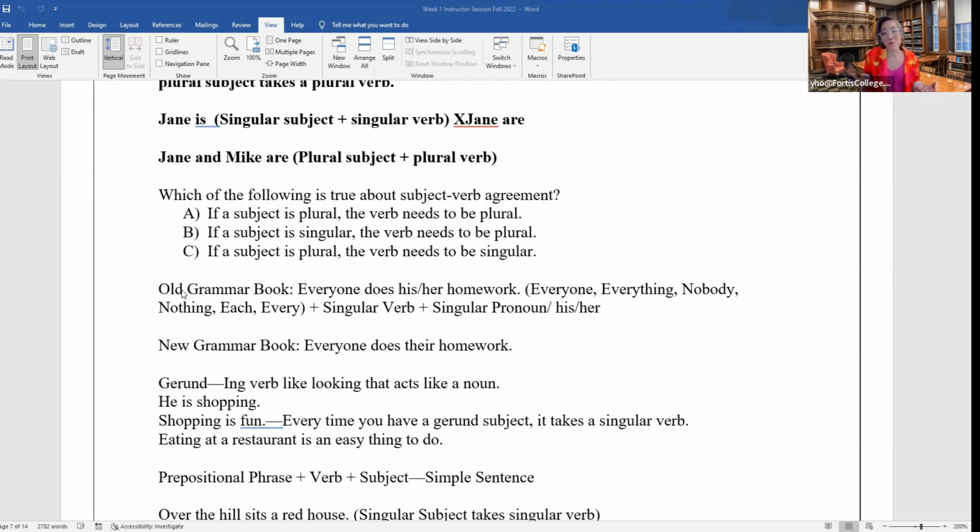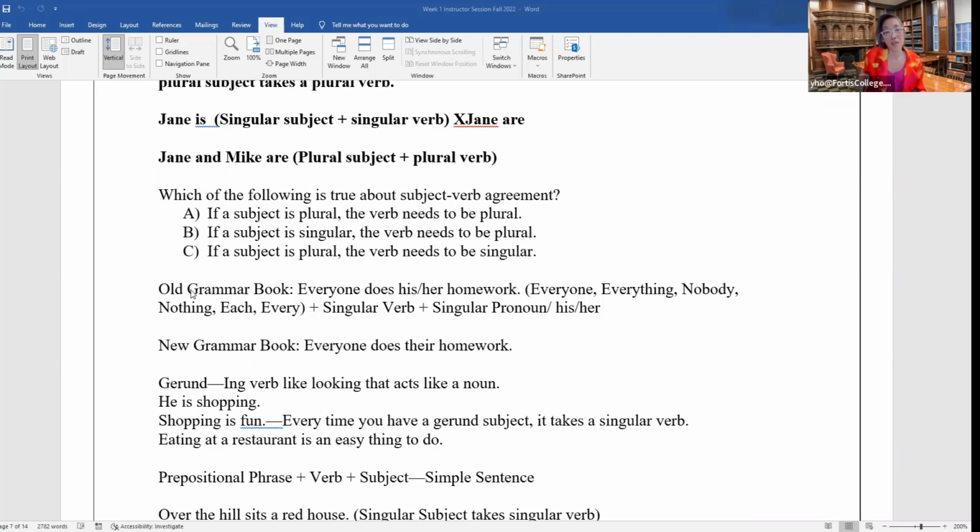But in the new grammar book, because you don't want to tell people their gender or whatnot, in order to be more gender neutral, you would say everybody does their homework. So that's the new way of using indefinite pronouns, so that you can be more gender neutral in your grammar, in your writing. Just like we don't say businessman, we say business person. We don't say fireman, we say firefighter.